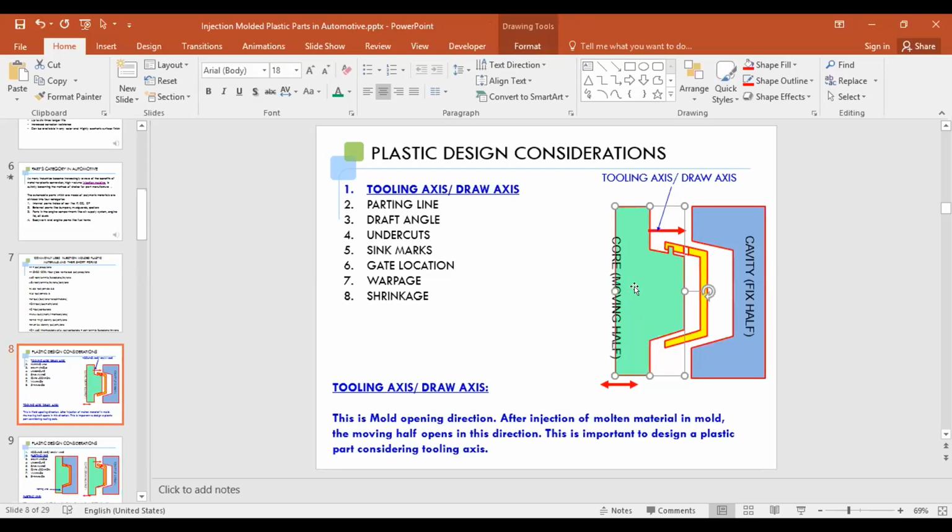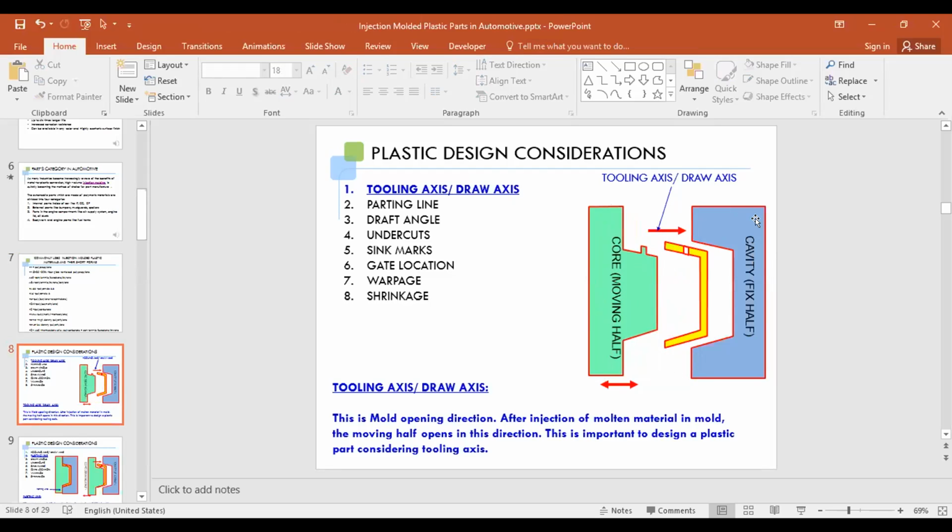If we see here, the cavity will always be fixed, and after injecting the plastic material here, this moving half will move in this way. So whatever direction we use for opening the core and cavity, that is called the tooling axis or draw axis.